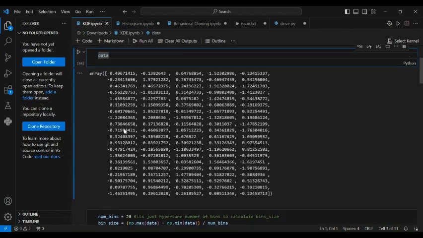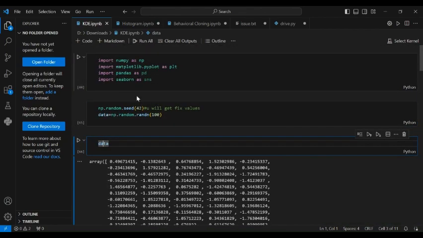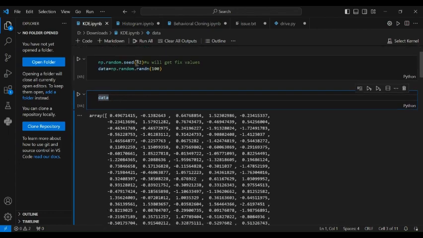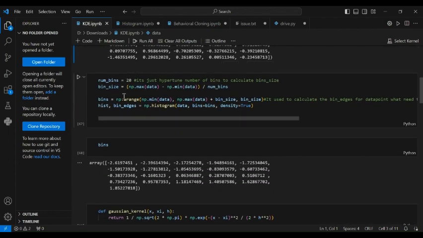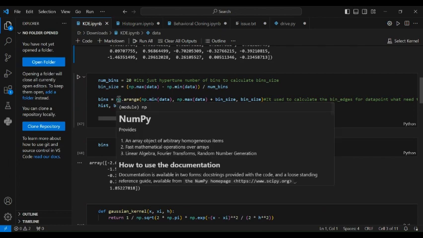Okay, I have imported some of the libraries: matplotlib and seaborn for visualization, pandas for the file that I'm using, and numpy to convert into an array format. Okay, over here, first let's plot the histogram.